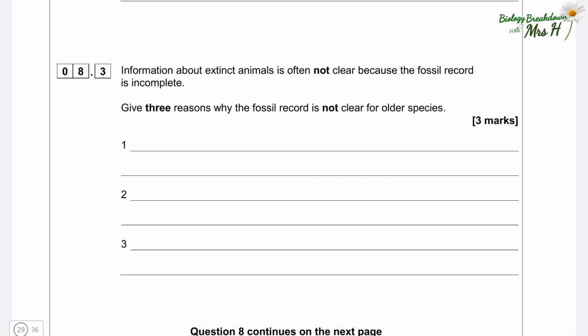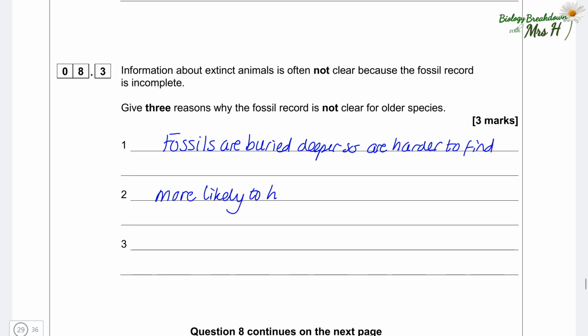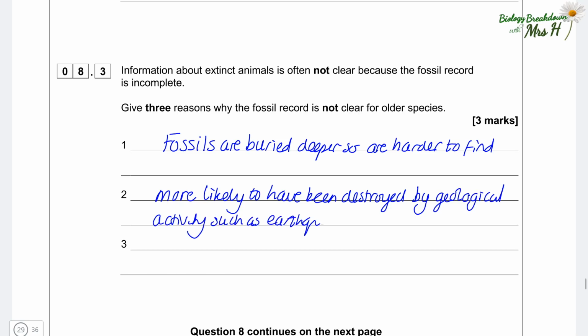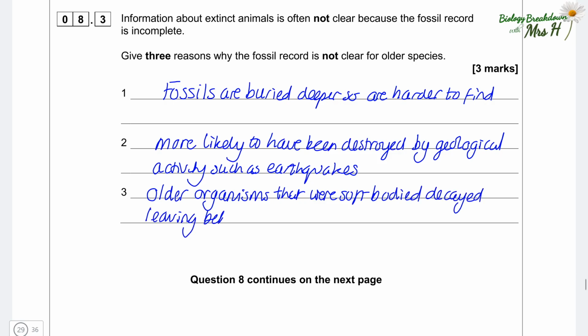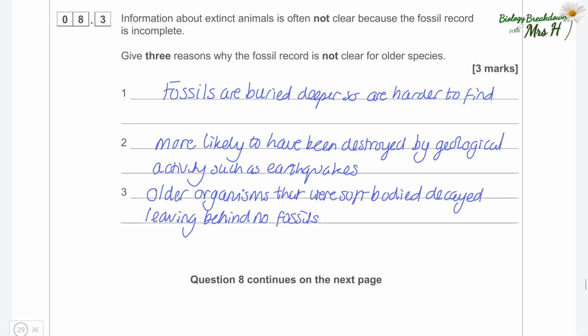Information about extinct animals is often not clear because the fossil record is incomplete. Give 3 reasons why the fossil record is not clear for older species. Well, fossils are buried deeper, so they're harder to find. They are more likely to have been destroyed by geological activities such as earthquakes. Older organisms that were soft-bodied will have decayed and leave behind no fossils.